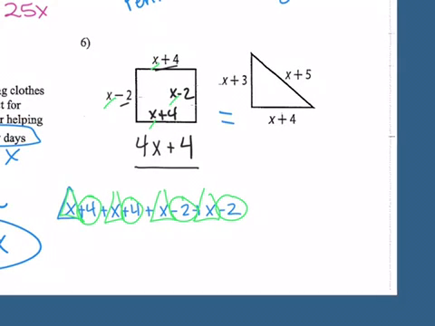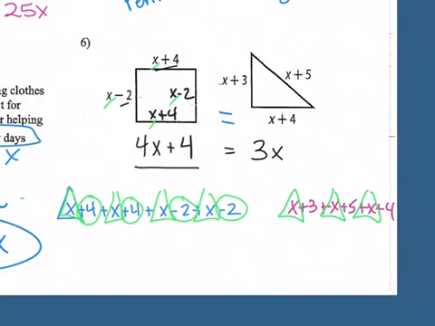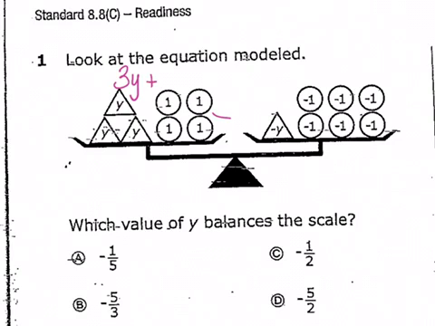Then I can do this same thing on this triangle. X plus 3 plus x plus 5 plus x plus 4. Good. All my variables together, 3x. I got 3 of them, so 3x. Then all your numbers together. 3 plus 5 plus 4, 12. Plus 4. So plus 4.